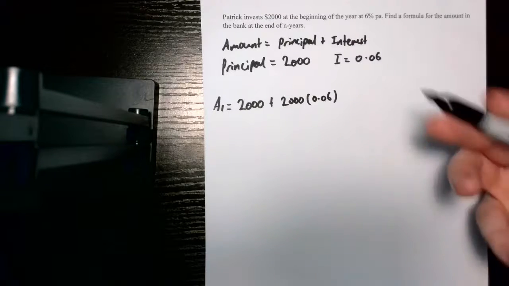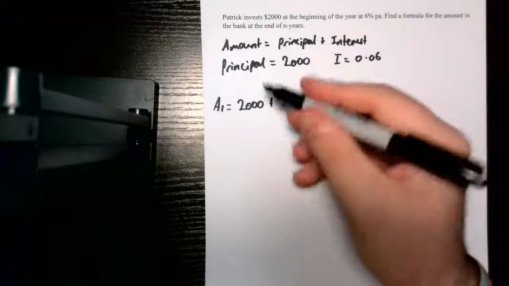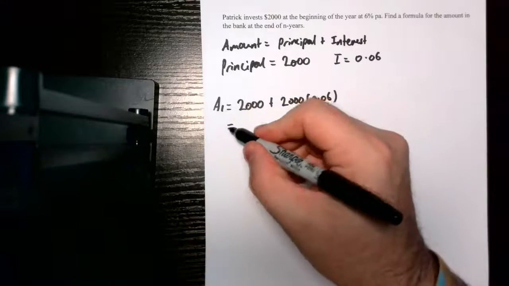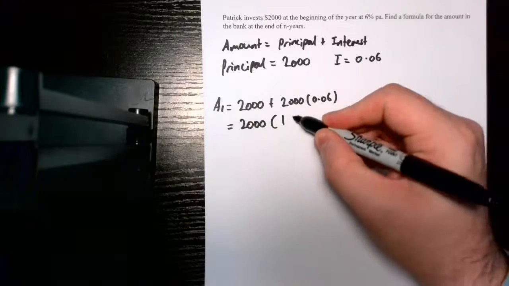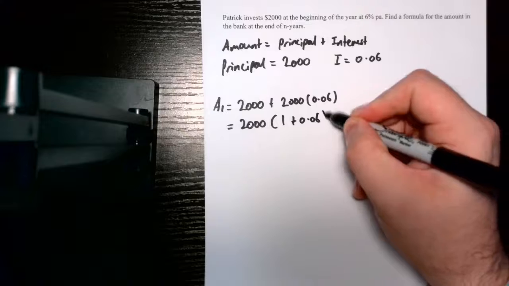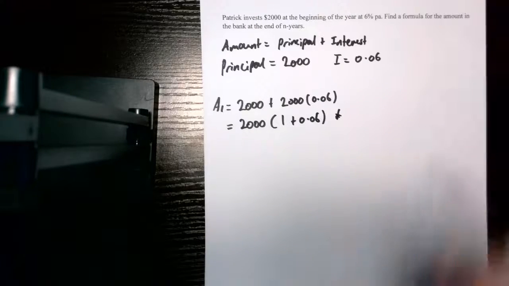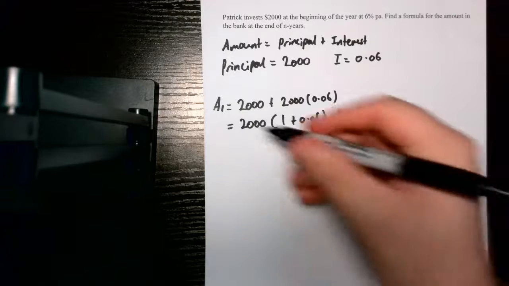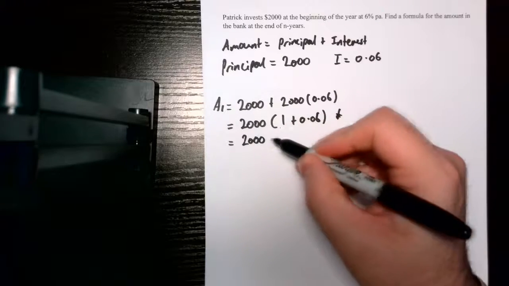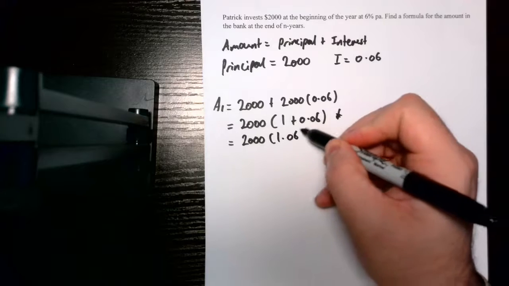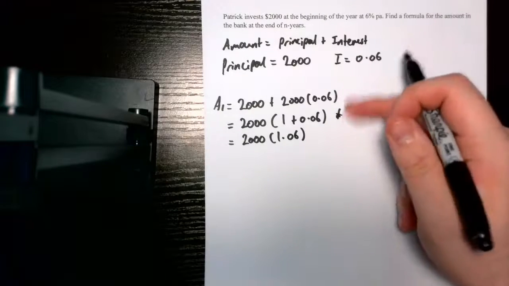Now, let's do a little bit of tidying up here and collect some common factors. You'll notice there's a common factor of 2,000 here, so I'm going to drag the common factor of 2,000 out the front. So that's 2,000 outside of 1 plus 0.06. I'm going to come back to this step up here, but let's just simplify it for the moment. So that's equal to 2,000, if we simplify the inside of the brackets, outside of 1.06. So that's the amount after the first year.